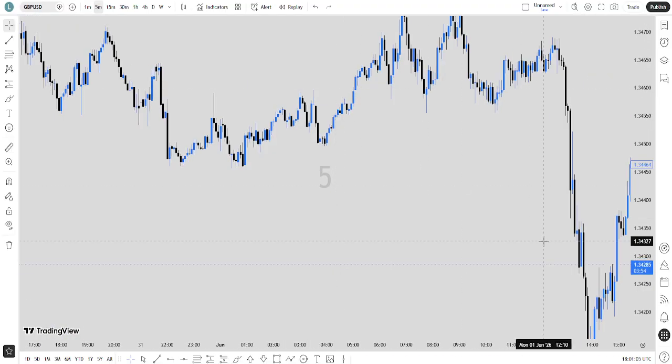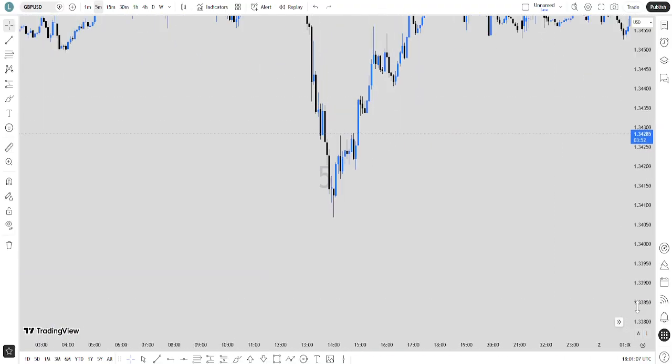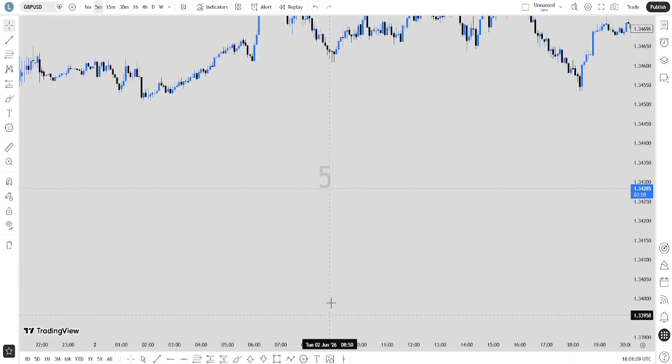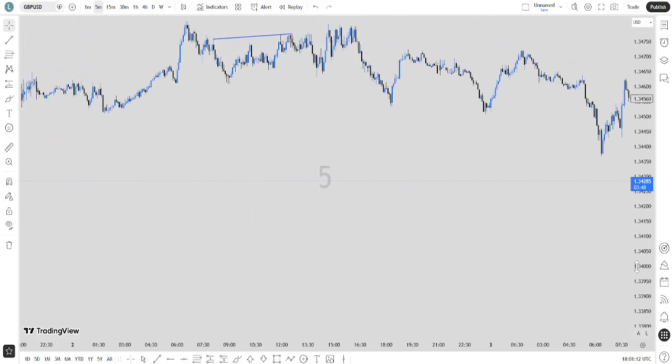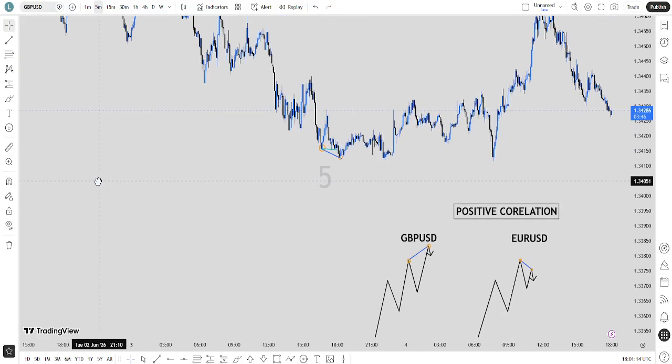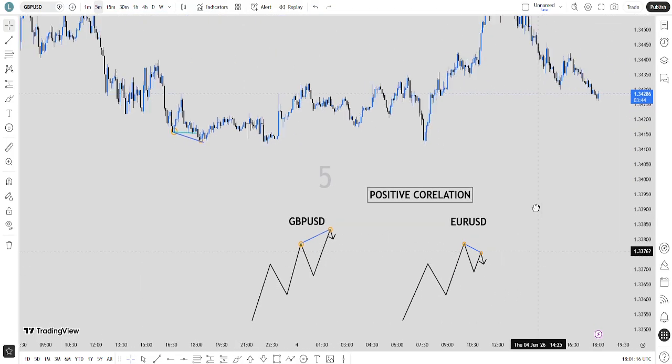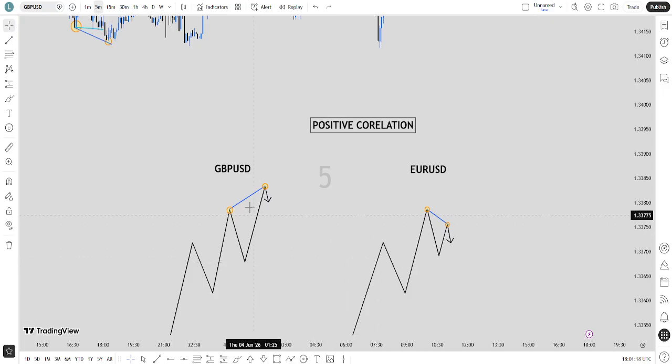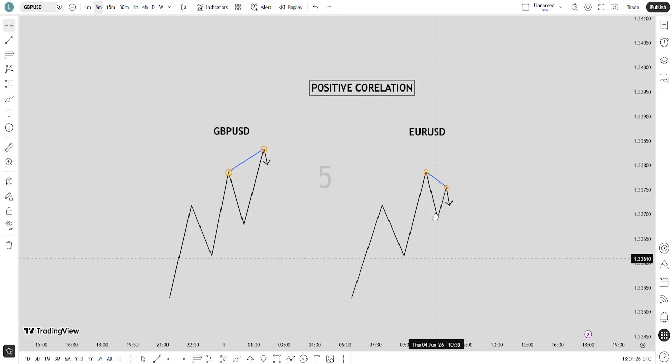So this is the example of positive correlation. What is positive correlation? I previously told you, when two pairs move in the same direction, if one makes a higher high, the other should make a higher high. But when they fail to show the positive correlation and diverge from each other, this divergence is called the SMT divergence. Now this was for the positive correlation.